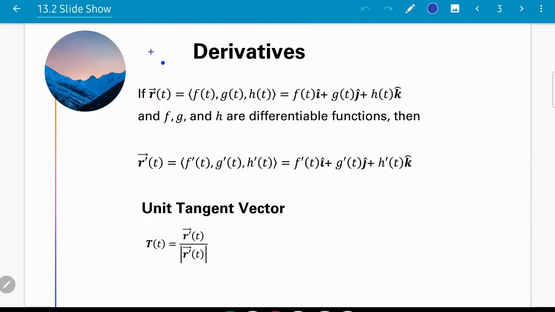There is one other vector that is defined, and it is the unit tangent vector, which is going to be r prime of t over the magnitude of r prime of t. And again, that unit tangent vector will have a magnitude of 1.